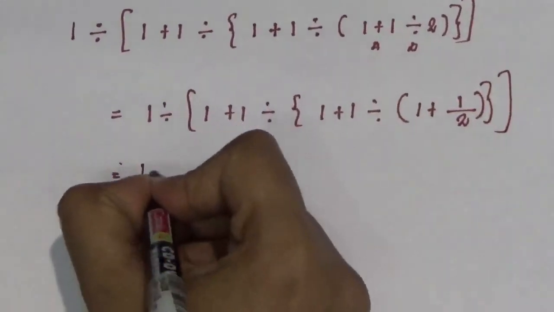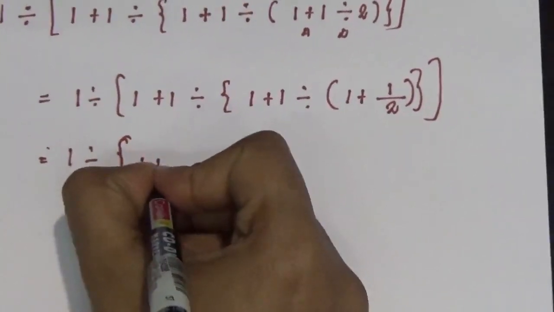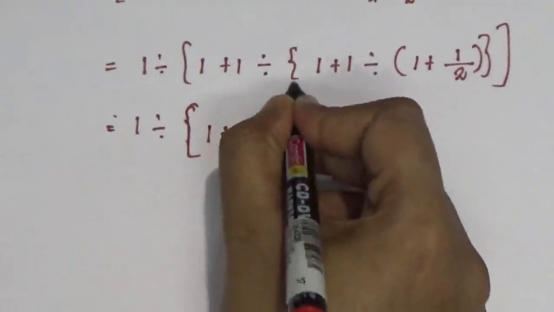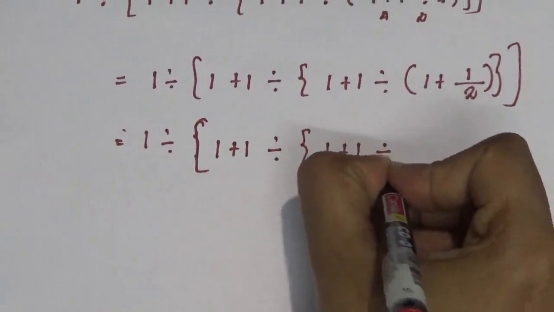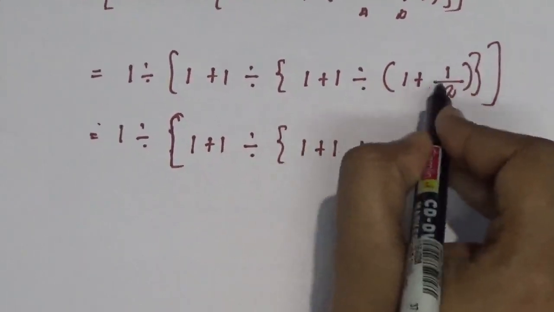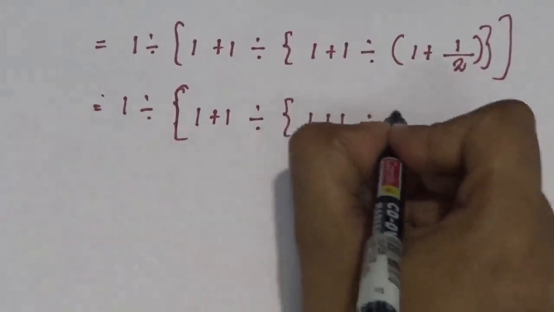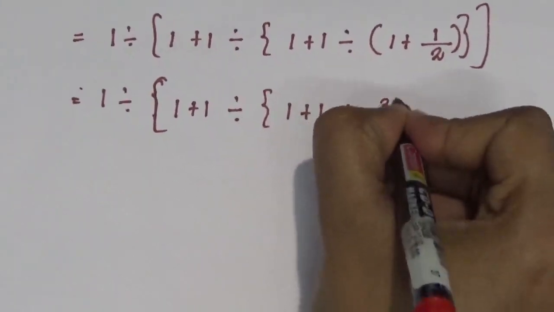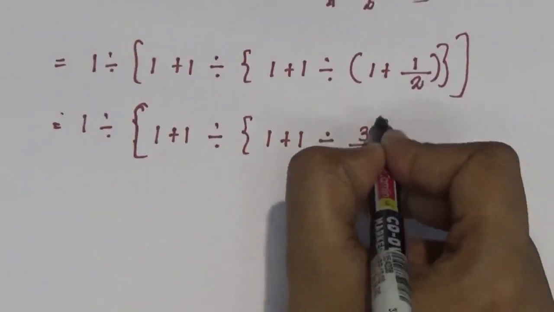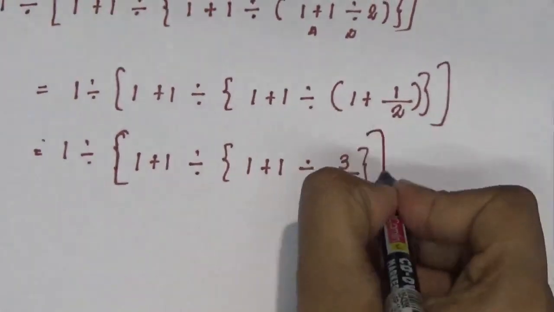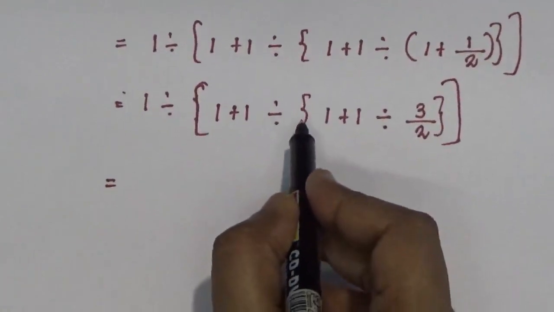Now let's open the inner bracket here. So we have the square bracket, this 1 plus 1 divided by, and this braces, and 1 plus 1 divided by. Now let's do the operation in the inner bracket because there is only one operation. 1 plus 1 by 2 is 3 by 2. So we have opened the small bracket. Let's close the braces and the square bracket. Now we will open this braces.